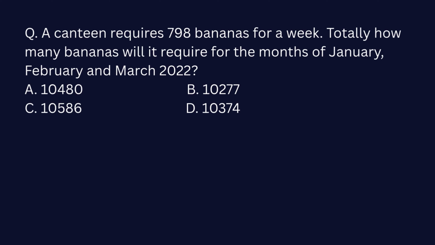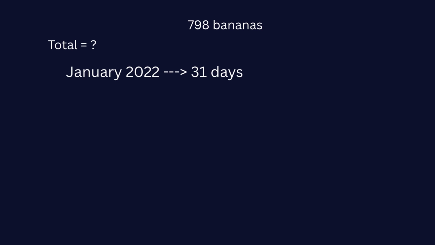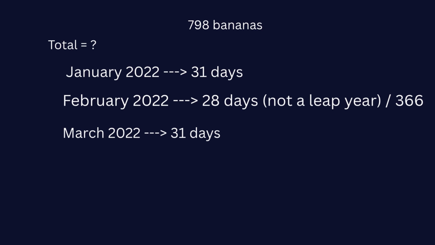A canteen required 798 bananas for a week. You need to find a total. How many bananas will it require for the months of January, February, and March 2022? We have option A, option B, option C, or option D. We are given 798 bananas, and we need to find the total bananas for January, February, and March 2022.